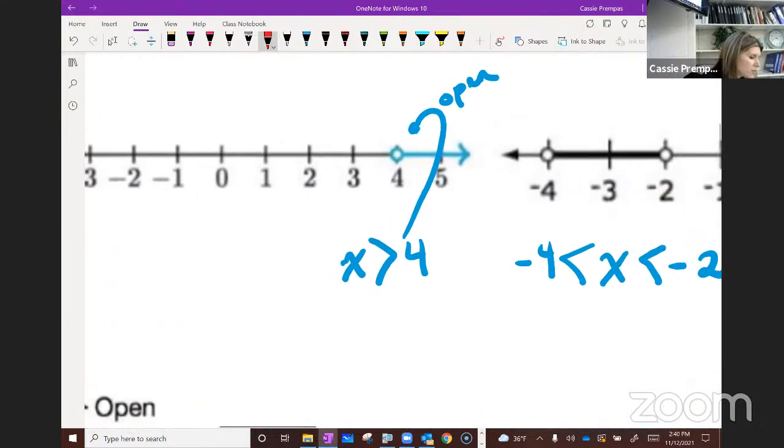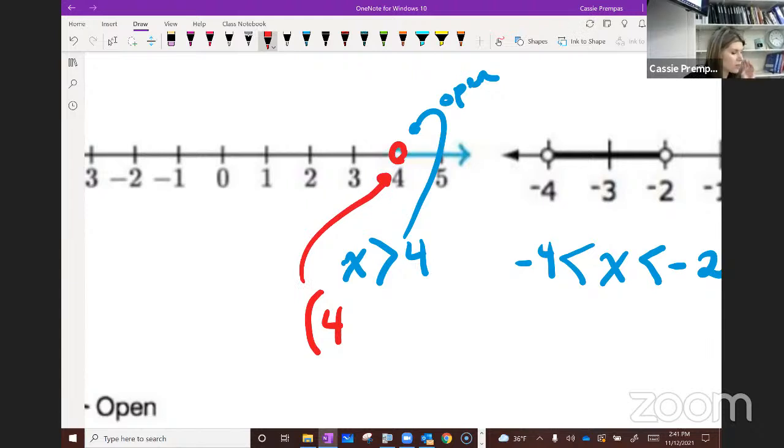If I asked you what is the smallest number x could be, that's kind of a tricky question because it's hard to answer. You would say 3.99999999 forever repeated. So instead, we don't start there. We say the values start at 4, but to show that it's not really a solution, we put a parentheses around the 4. The parentheses represent open circles, and it's telling the reader that the values start at 4, but not really. It can't actually equal 4.